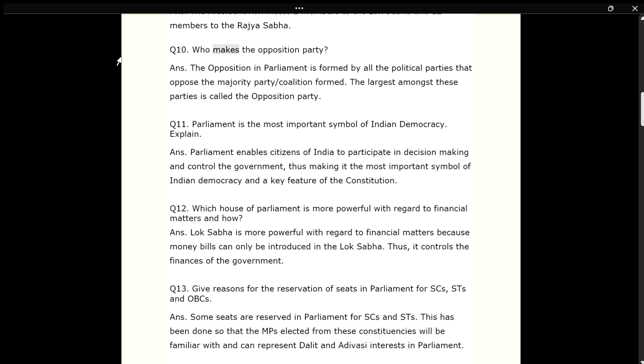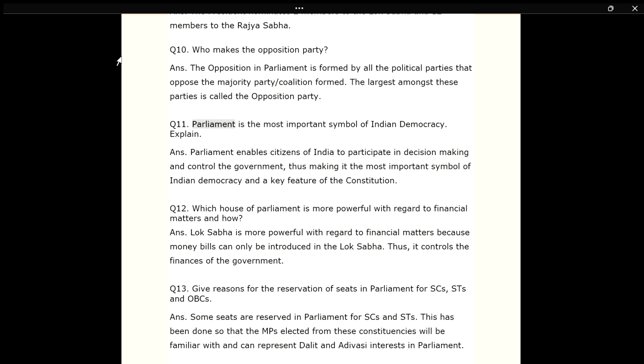Q10. Who makes the opposition party? Ans. The opposition in Parliament is formed by all the political parties that oppose the majority party coalition formed. The largest amongst these parties is called the opposition party.